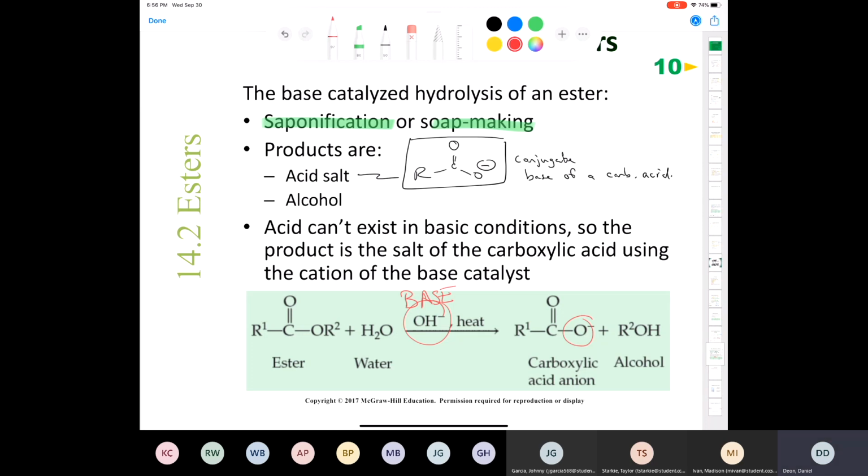Now, I'm just going to address something here. If you find any of this confusing, I think the most confusing thing on this slide, and I teach this for a living, is that here they say it's an acid salt. Oops, didn't mean to delete that.